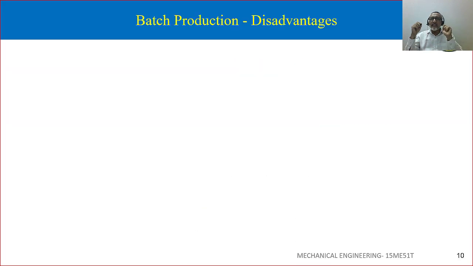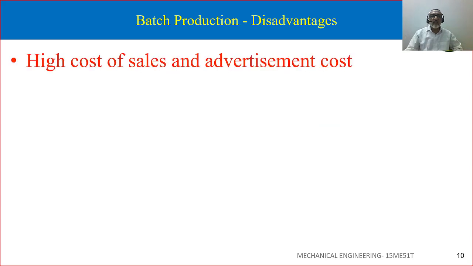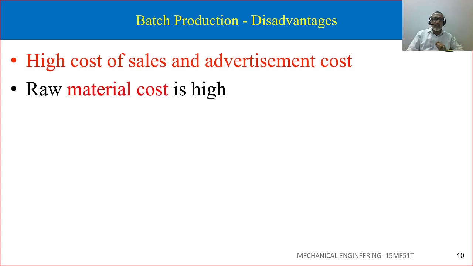Now let's come to the disadvantages of batch production. What are the drawbacks of batch production? Here we have got a number of products. If you have to go for sales and advertisement for a number of products, that will be costly. That means the high cost of sales and advertisement, because the sales and advertisement is spread across different products. We have got a number of products. So we'll have to spend more money on sales and advertisement compared to a mass production system.